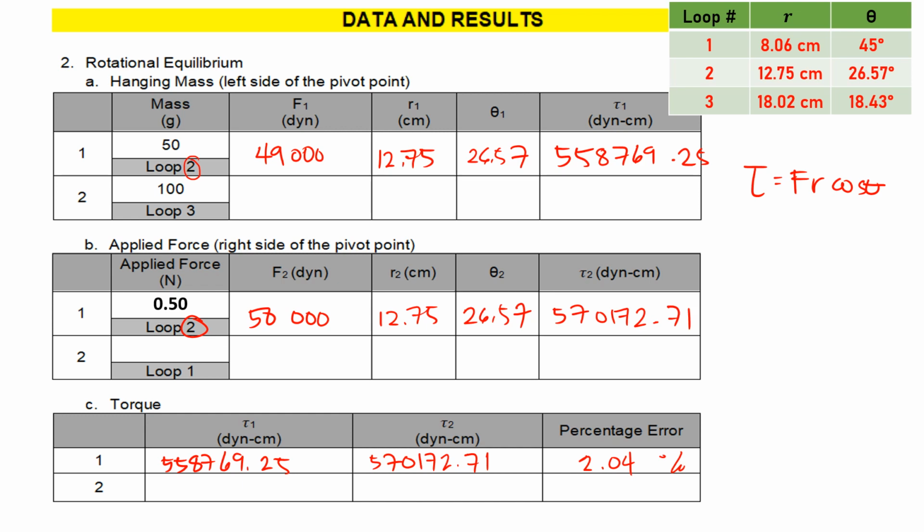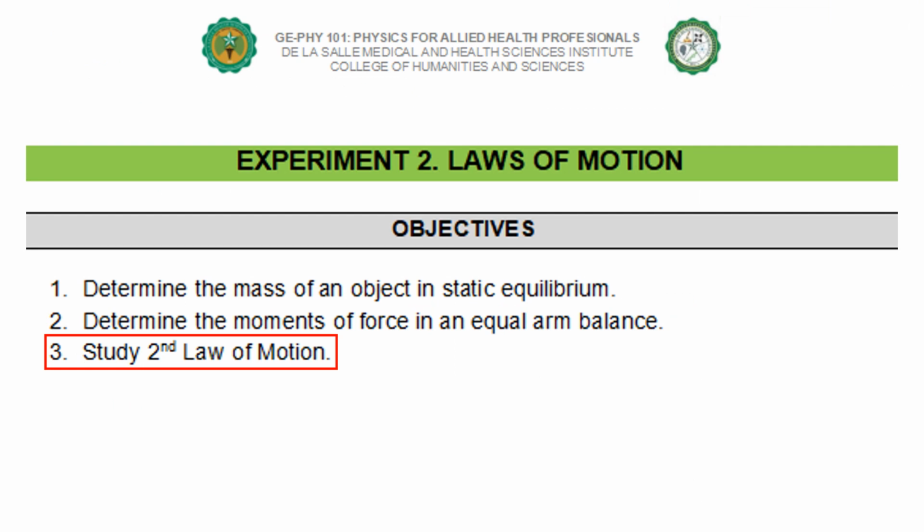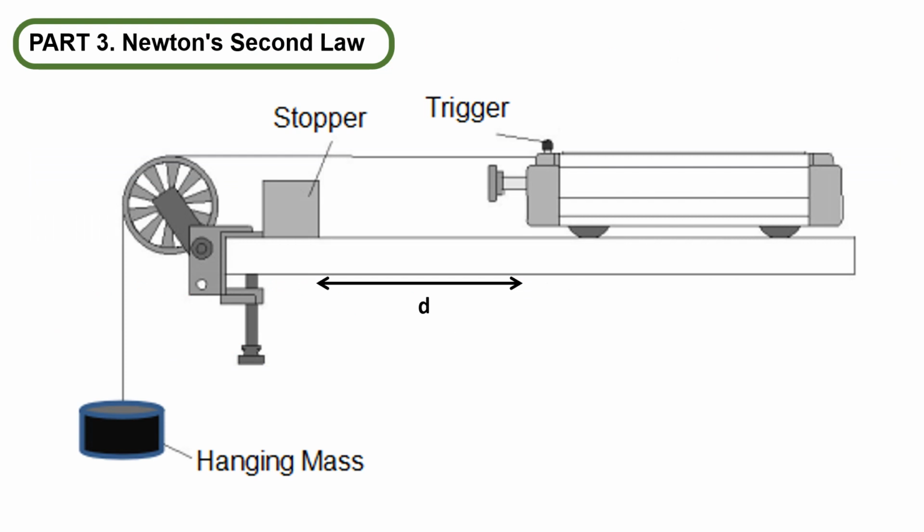So this is the second part of the experiment. Now let's move to the third part of experiment number 2, which is to study the second law of motion. Second law of motion is the law of acceleration, so we are following this formula: the summation of force is equal to mass multiplied by acceleration. So we can see that the mass is directly proportional to the force. Acceleration is also directly proportional to the force, but acceleration is inversely proportional to the mass of the given object.